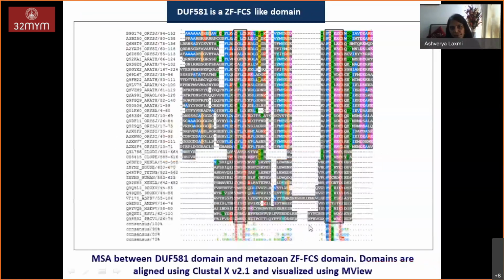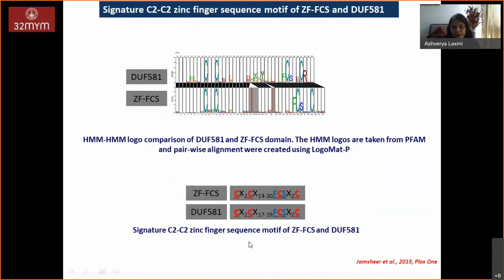When we looked at the domain structure closely, we found that the domain structure of DUF581 resembles very closely the zinc finger FCS domain, which is found in animals. But in plants, there were no previous reports of zinc finger FCS domain till then. We compared the zinc finger FCS domain closely with DUF581, and we found that they are both C2C2 type zinc finger proteins. The only difference we could see is that although the zinc finger domain has a variable spacer region, in DUF581 the spacer region is restricted.